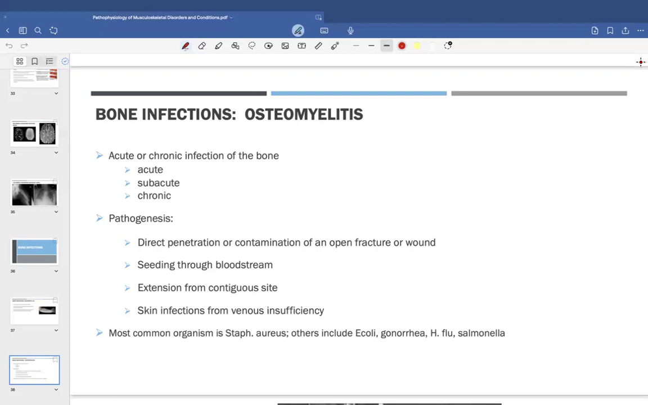Okay, and yeah, gonorrhea, there's your GU tract, salmonella, GI tract, H flu, respiratory tract. These are some of your common organisms that cause osteomyelitis. And yes, it can be polymicrobial as well.